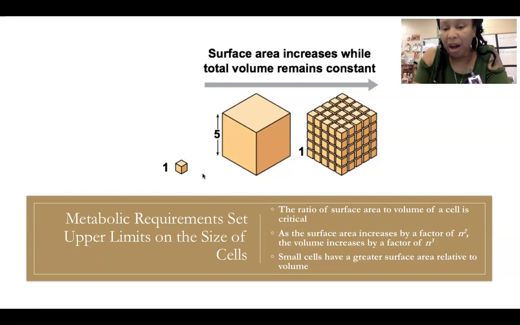But look at what is done with the third block. Now, if you look at the volume of the third block, it is taking up the same volume as the larger block, but it's doing so by having a bunch of small blocks instead of one large block. By doing that, you increase the surface area, but you have the same volume.